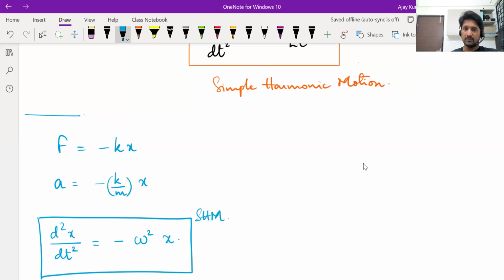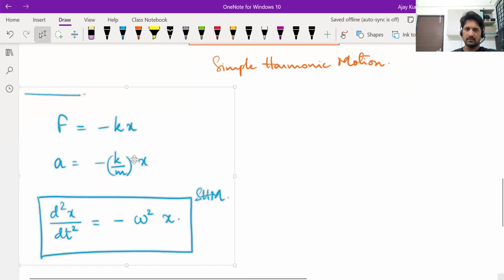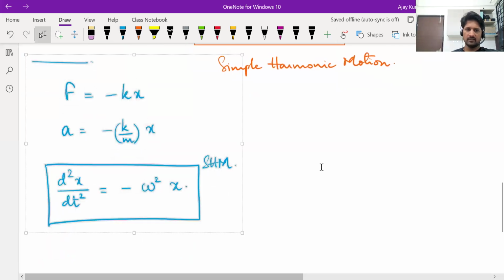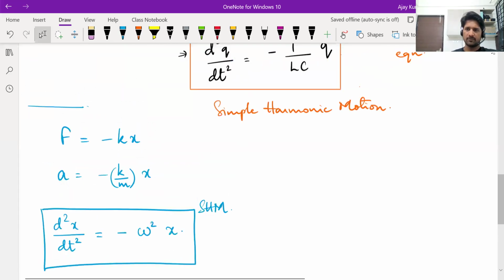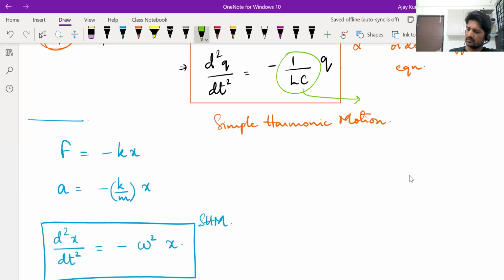The equation we have here for charge on the capacitor when it is being discharged through an inductor is somewhat similar to this. You can observe the similarity directly. There x represents displacement from mean position. Here we have q in place of x, where q is the charge on the capacitor. And in place of omega square in linear SHM, here we have 1 by LC. Let's call 1 by LC as omega square. That means omega is 1 by under root LC.